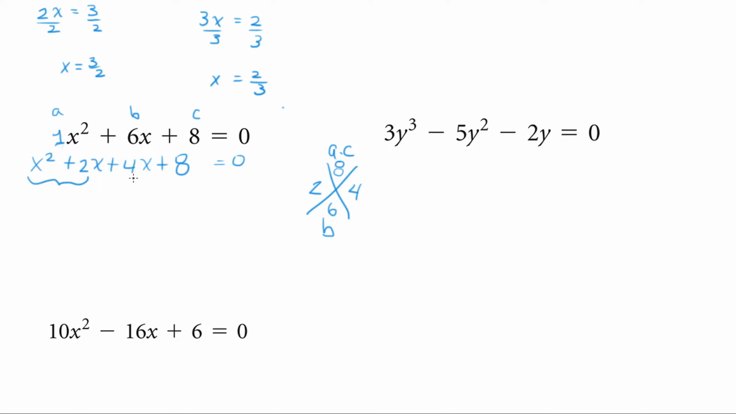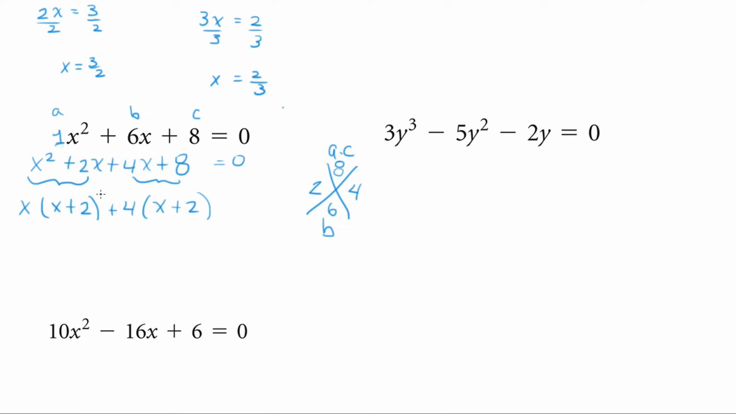Then you factor the first two and the last two. What can you factor between x squared and 2x? X. You're left with x plus 2. What can you factor between 4x and 8? 4. You're left with x plus 2. Remember, factorization is the opposite direction of distribution. So if I distribute 4, I get 4x plus 8. If I distribute x, I get x squared plus 2x.